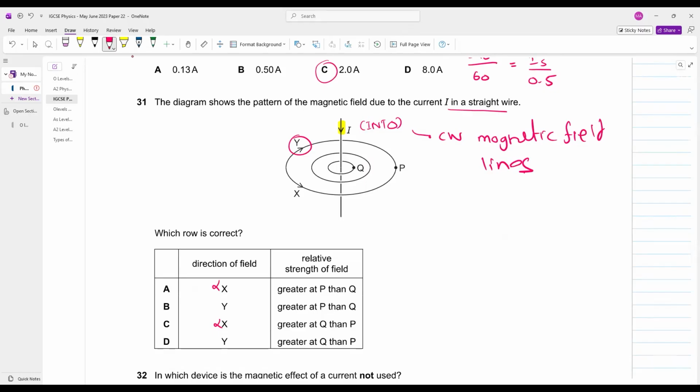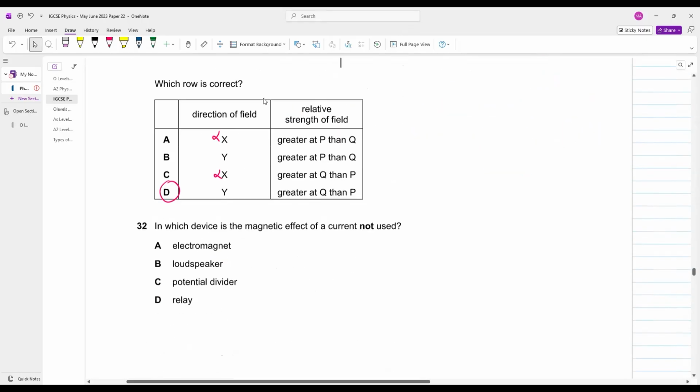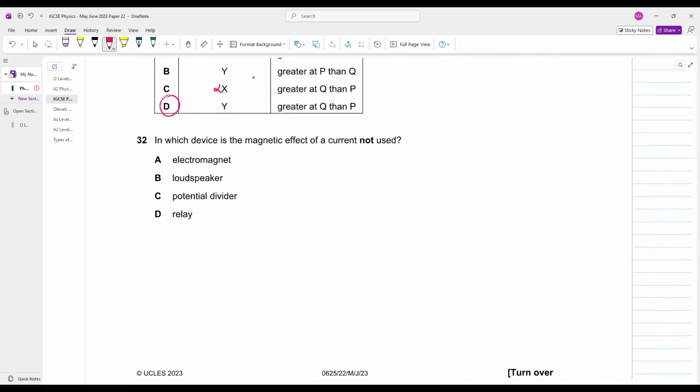What is the relative strength of magnetic field? The closer you are to the magnetic field, the stronger it is. The magnetic field will be greater at Q because it is closer to the wire compared to P. Simple. In which device is magnetic effect of current not used?